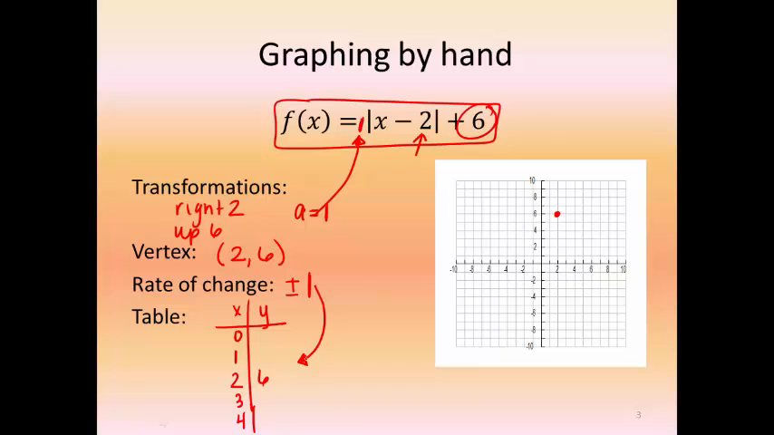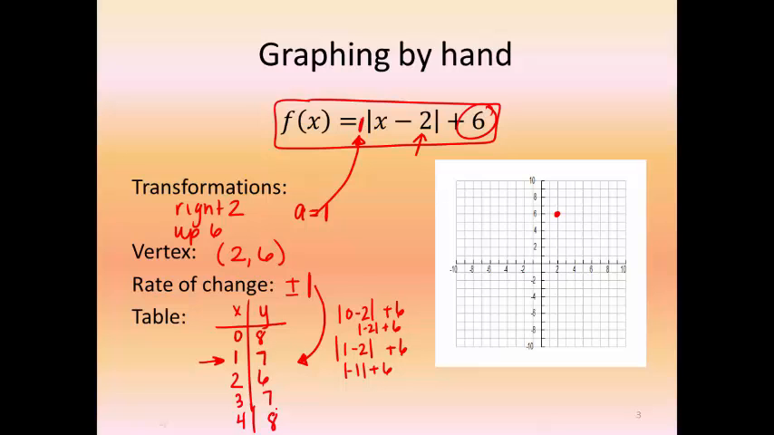Because of my rate of change being 1, I'm going to see that on both sides I will have symmetry, but let's substitute in the positive 1. That means the absolute value of 1 minus 2 plus 6. This is 1 plus 6. Remember, because it's the absolute value, it's 1 plus 6, that makes a 7. Well, if that's a 7, then this is a 7. Let's try the 0. The absolute value of 0 minus 2 plus 6 makes the absolute value of negative 2 plus 6, which is 8, which makes this an 8.